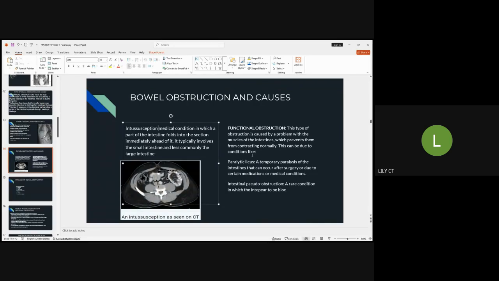Then we have functional obstruction. This type of obstruction is caused by a problem with the muscles of the intestine. It prevents them from contracting normally. And it can be due to a condition like paralytic ileus, which is a temporary paralysis of the intestine that can occur after surgery or due to certain medical conditions or certain medications.